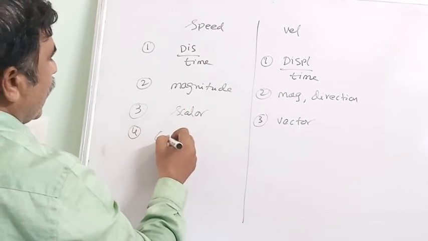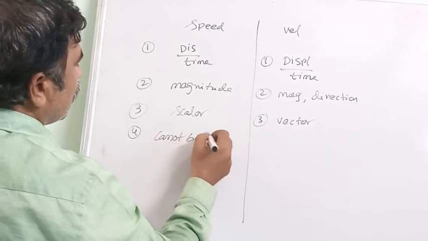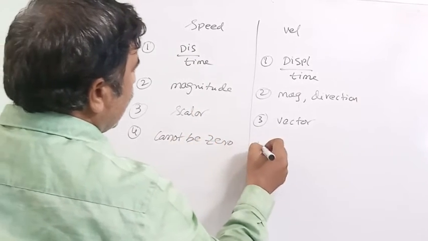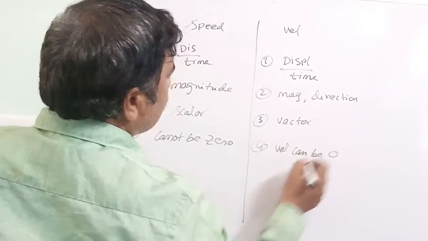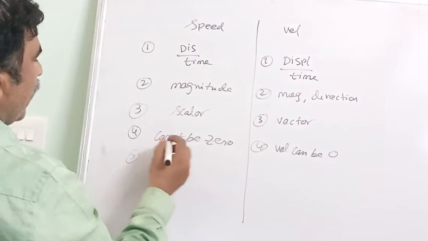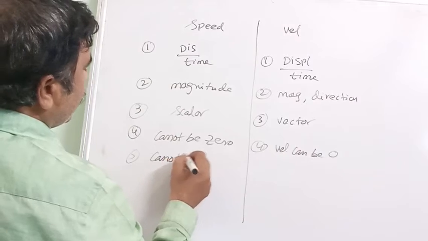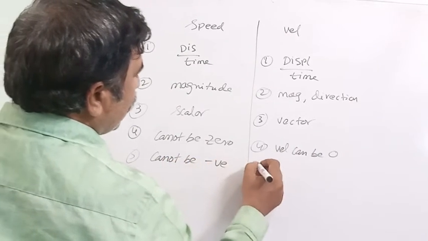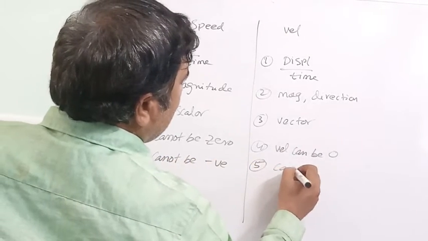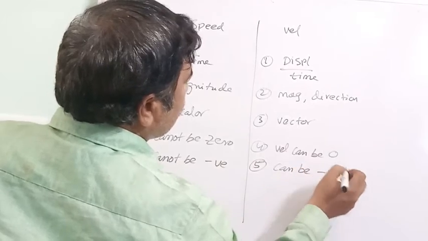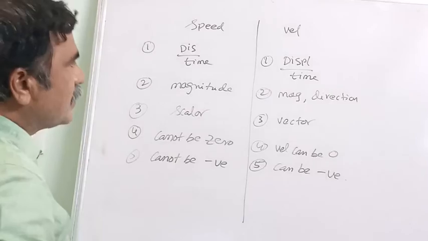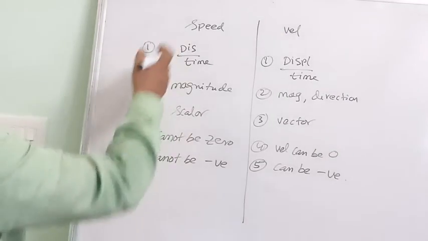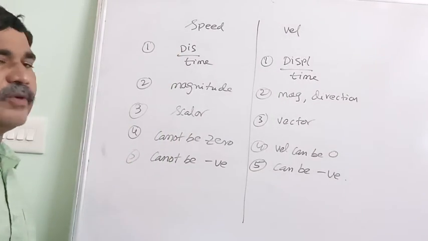Speed cannot be zero. Here, velocity can be zero. Speed cannot be negative. Velocity can be negative also. Therefore, the same differences that come in distance and displacement come in speed and velocity also. Okay.